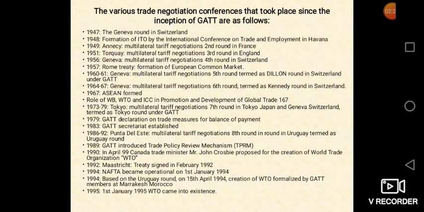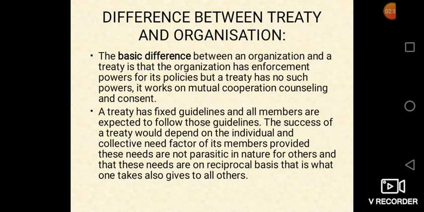Now it is the list of the conferences that took place since the inception of GATT. And now let us discuss what is the basic difference between a treaty and an organization. A treaty has some fixed guidelines and all the members are expected to follow them, whereas an organization has enforcement powers of its policies. It can enforce that.